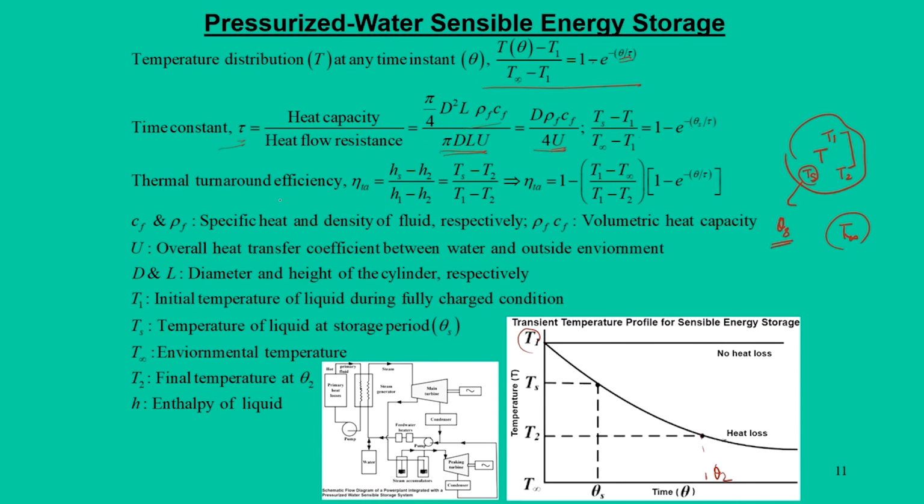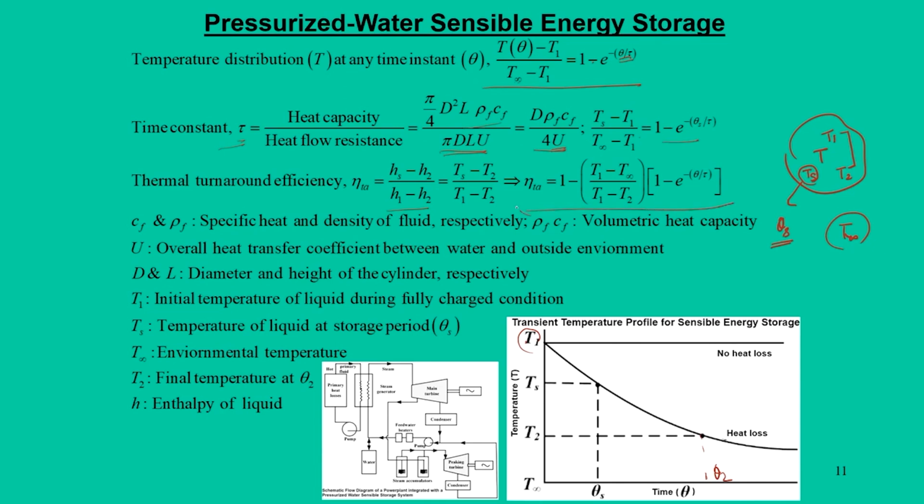Now, we are going to talk about thermal turnaround efficiency. So, basically we have some storage initial time T1 and T2. During this, the enthalpy difference would be H1 minus H2, but we are actually looking at the storage time theta s for which enthalpy drops from Hs to H2. So, from this, enthalpy can be expressed in terms of temperature, and this temperature, finally Ts, we can find out from the above equations.